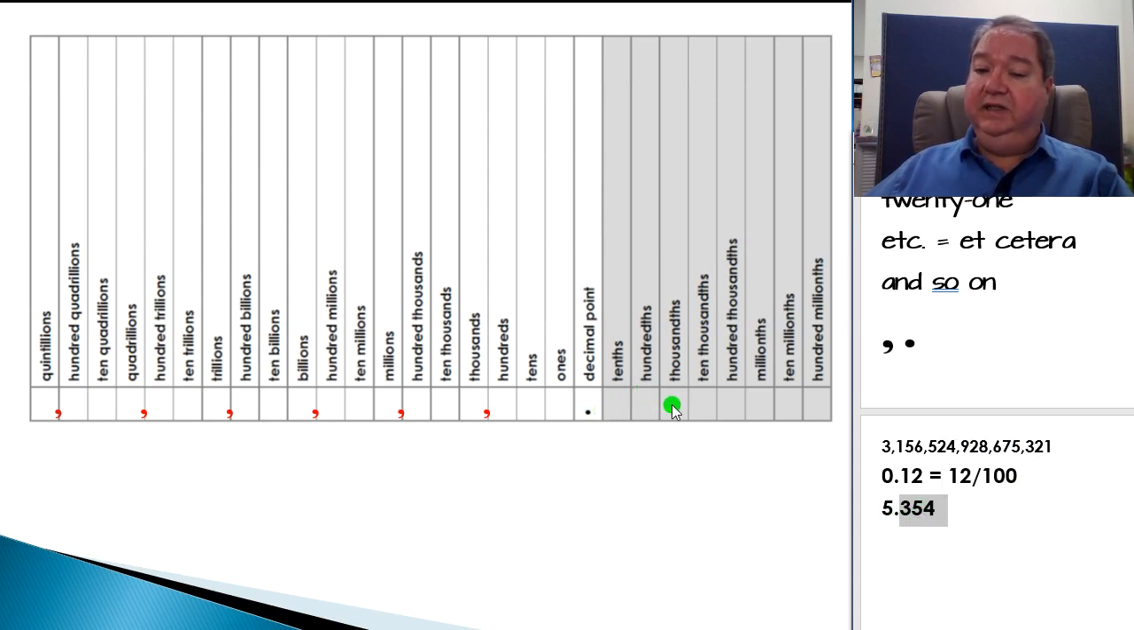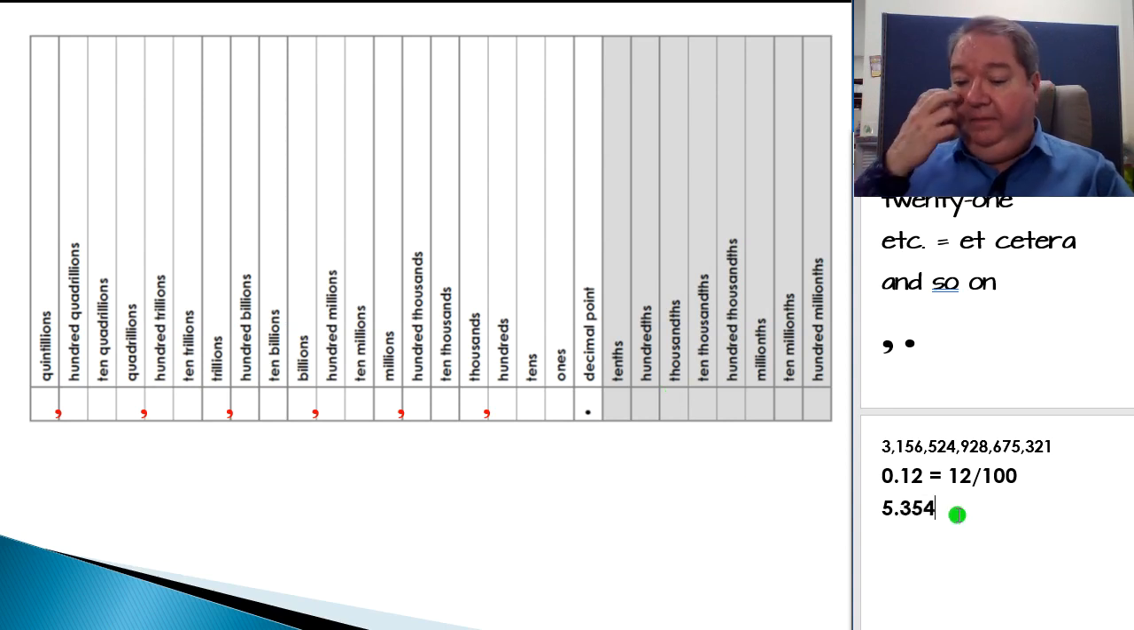There's 3 decimal places. Tenths, hundredths, thousandths. And we only say the last one. We don't say 5 and 3/10, 5/100ths, 4 thousandths. Okay, we only read the last one. So it's 5 and 354 thousandths.